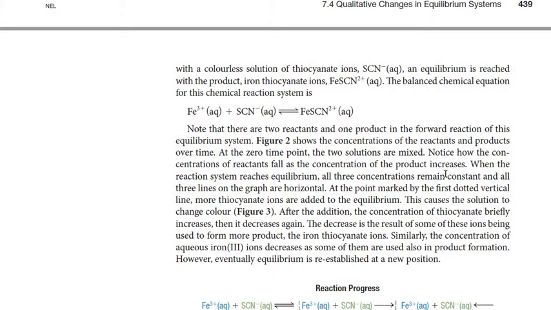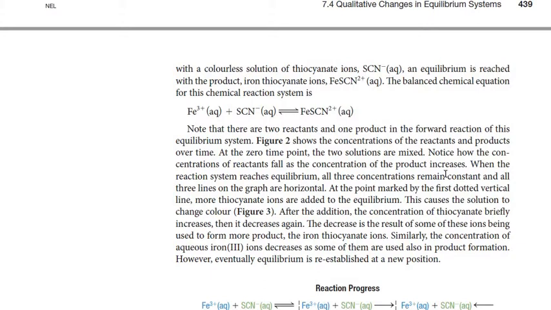At the point marked by the first dotted vertical line, more thiocyanate ions are added to the equilibrium. This causes the solution to change color. After the addition, the concentration of thiocyanate briefly increases, then it decreases again. The decrease is a result of some of these ions being used to form more product, the iron thiocyanate ions.